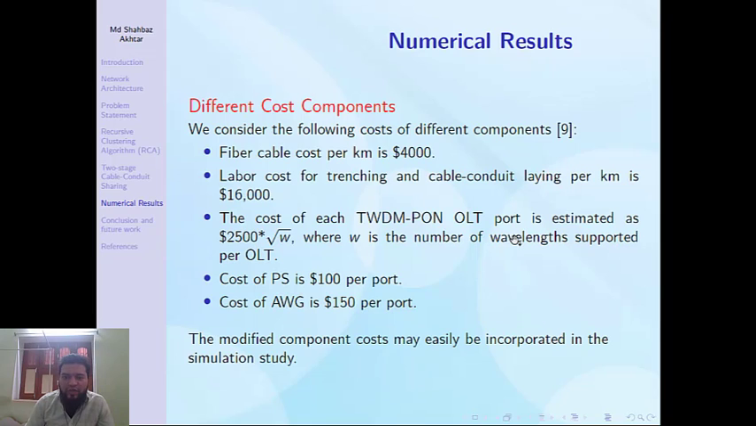These are the different cost values taken from different references. These cost values may not be exact, but when we obtain the exact values, the costs can be replaced with the actual values. Fiber cost has been taken as $4,000 per kilometer. Labor cost and the cost of each TWDM OLT port, which depends on the number of wavelengths it supports, the cost of power splitter per port, and the cost of AWG per port are given.